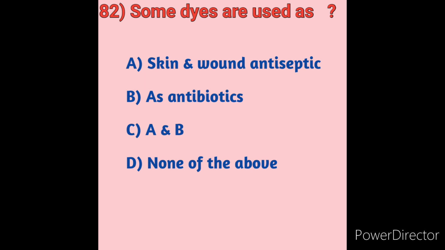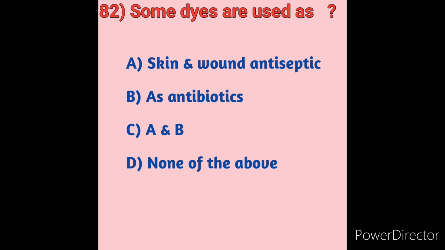The term dye refers to compounds which can impart color to a substrate when applied in solution from either aqueous or organic solvents. This is called a dye. Some dyes can be used for skin and wound antiseptic. Which dyes are used as antiseptics and disinfectants? Dyes are acriflavine and proflavin, which belong to the category of acridine dyes. They are more commonly used as antiseptics and are more effective against gram-positive bacteria.